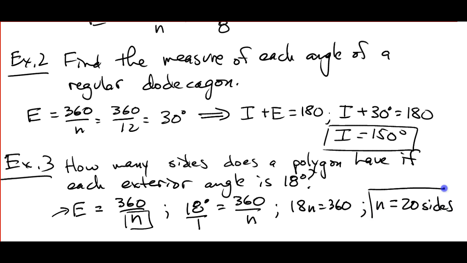20 sides. Okay, now make sure you pay careful attention to the problem, because if I said what is the name of the polygon if each exterior angle is 18, we still have to find n, but once you get here, then you would write that the polygon is an icosagon.